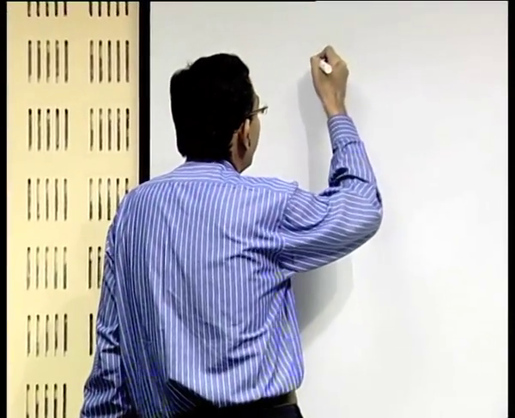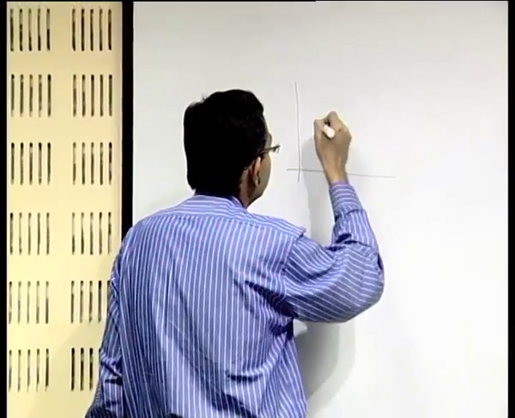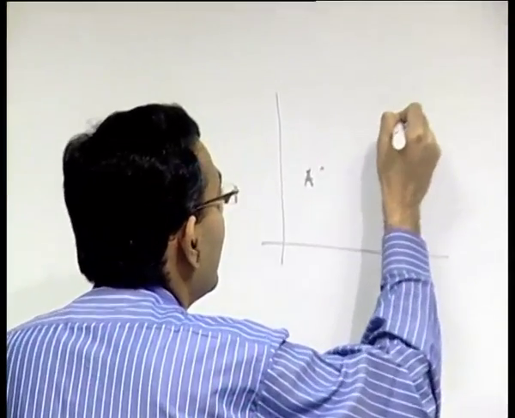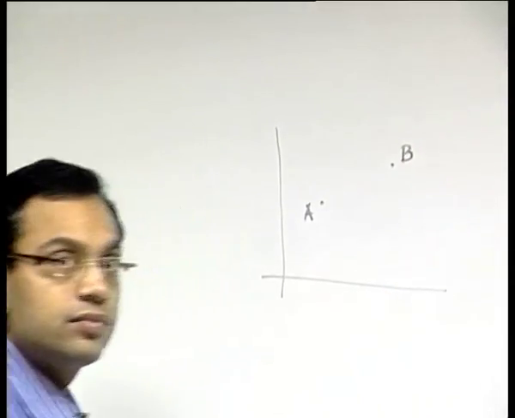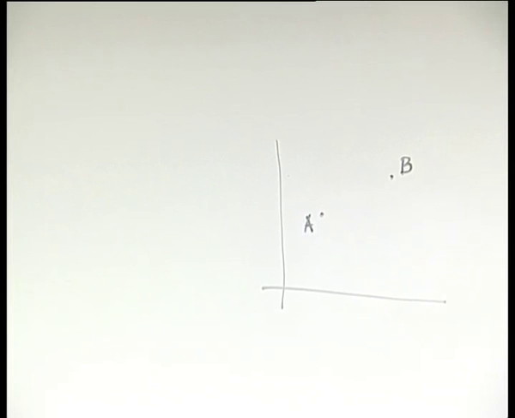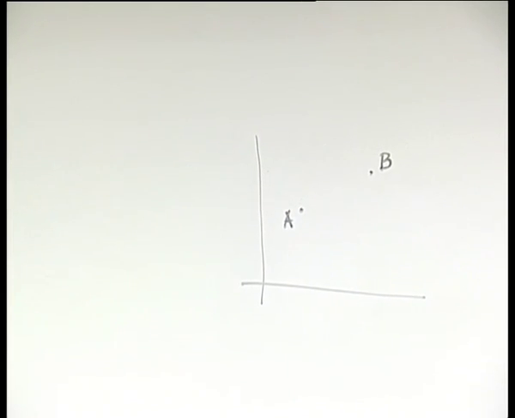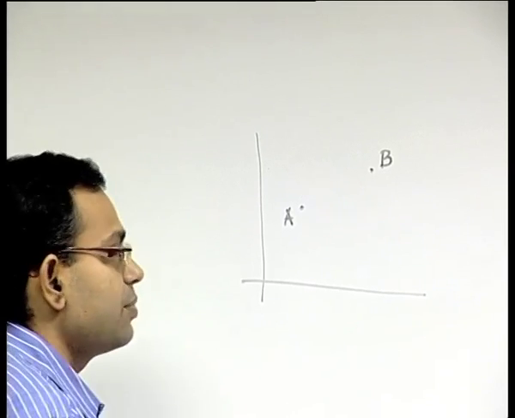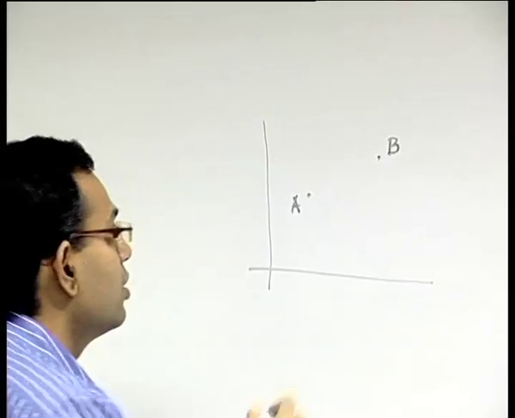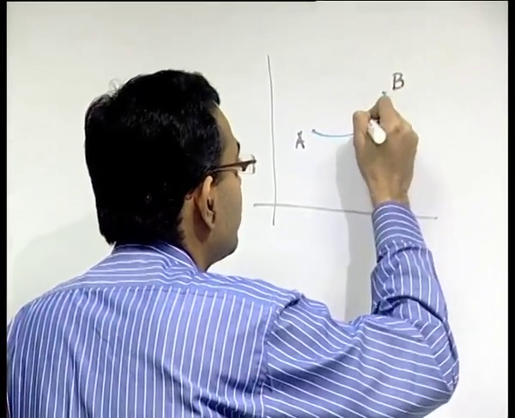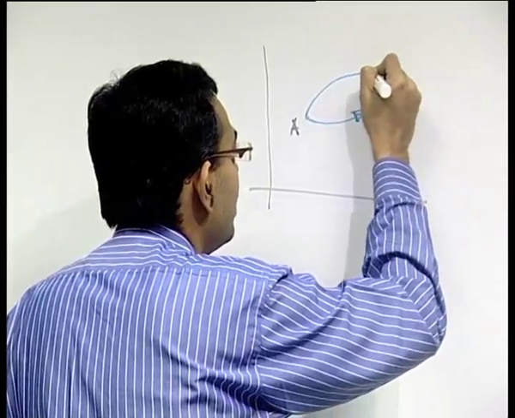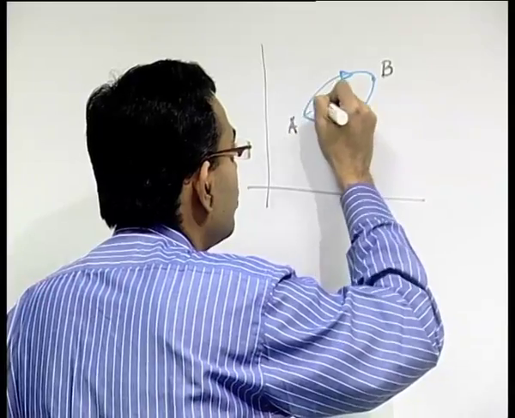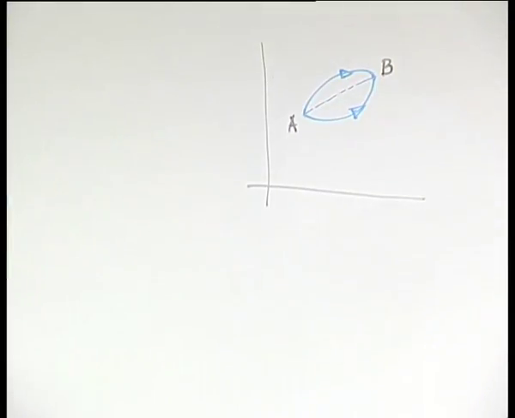Let us say that you have 2 points A and B. These are 2 points. The objective is to find out a path that is the least distance between A and B. So you can go from A to B in various ways. This may be one path, this may be another path, and of course all of us know that the straight line path is the shortest path. But how we can formally pose this problem?